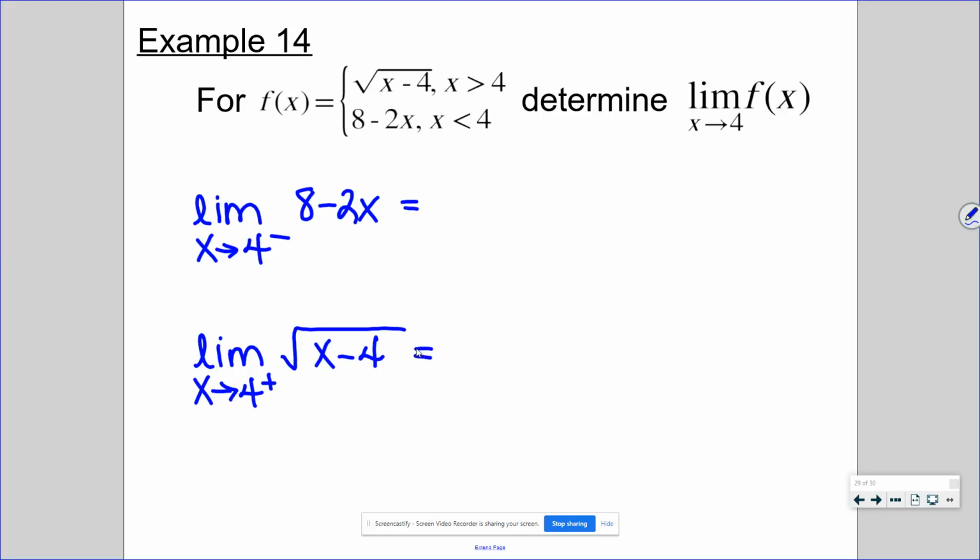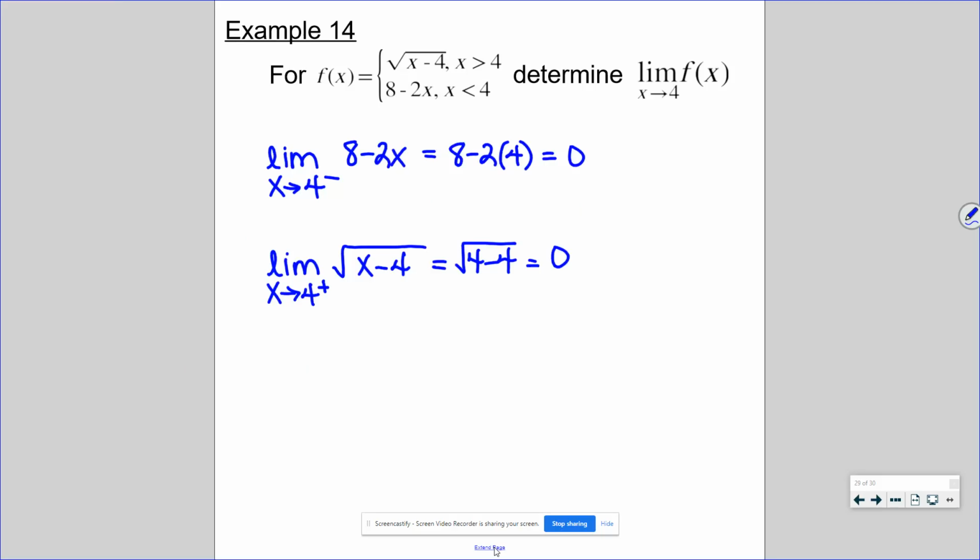Okay? From here, I can plug and chug, just like we've been doing. So if I plug and chug here, I'm going to get, let's see, 8 minus 2 times 4, and that would give me 0, right? And on the bottom, I would get square root of 4 minus 4, which would also give me 0. So as we said, if these two limits, the left and the right-hand limit, are equal, then that means that the whole limit, and this function is called f of x, is equal to that same number.